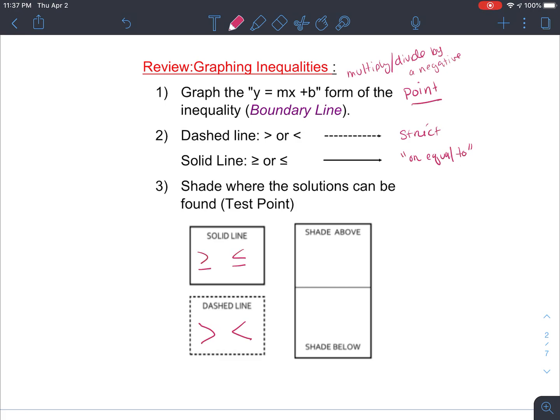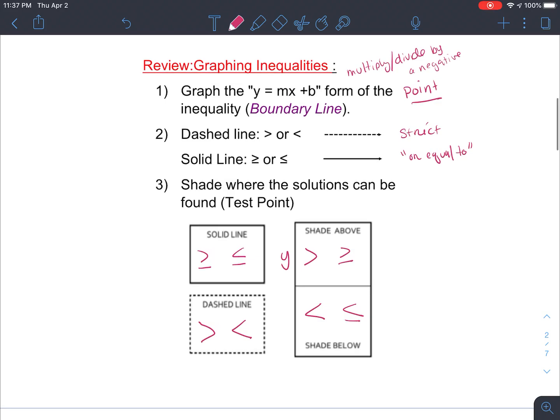The last thing we do is we make sure we shade. Okay, and we're shading where the solutions can be found. Now, as we said in the do now, we shade above for anything that's greater than. So that's a greater than symbol or greater than or equal to symbol. We shade below for anything less than or less than or equal to. But please remember that these rules are only if the y is on the left side of this symbol.